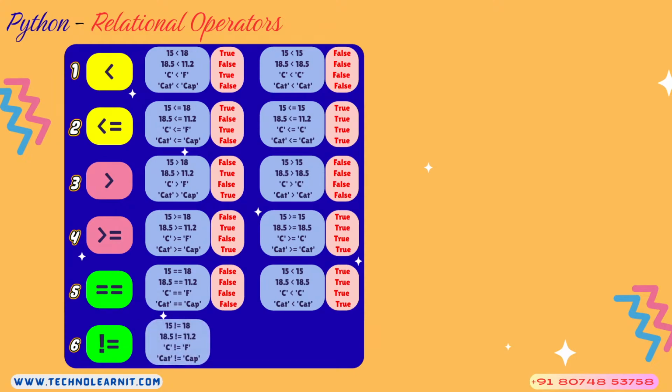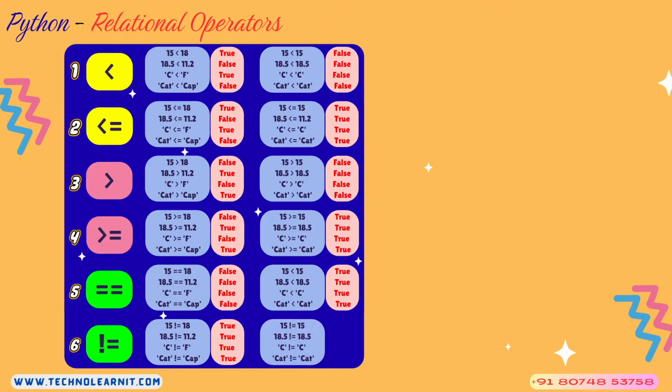And the last relational operator is not equal to. 15 not equal to 18? Yes, 15 is not equal to 18, which is true. So this condition evaluates to true. 18.5 is not equal to 11.2, true. String C is not equal to string F, true. String cat is not equal to string cat, true.